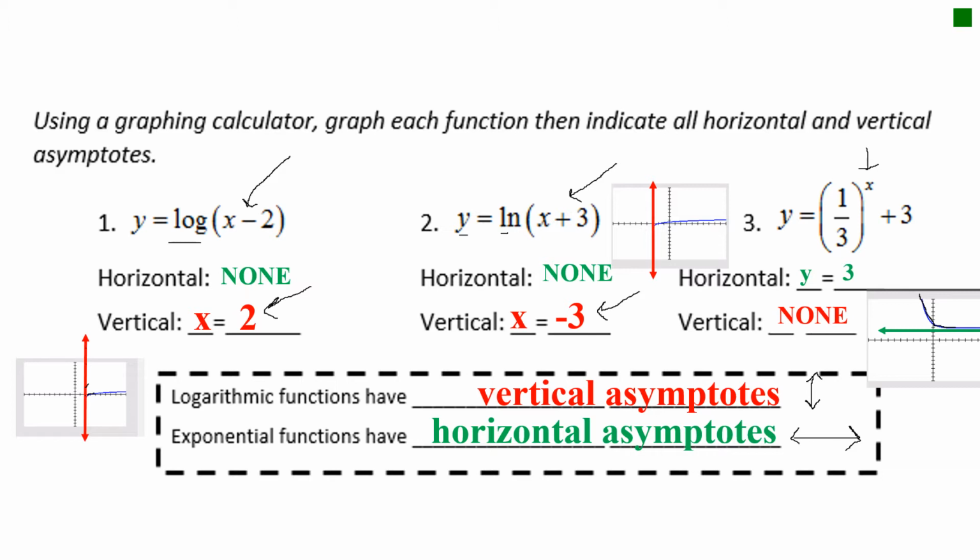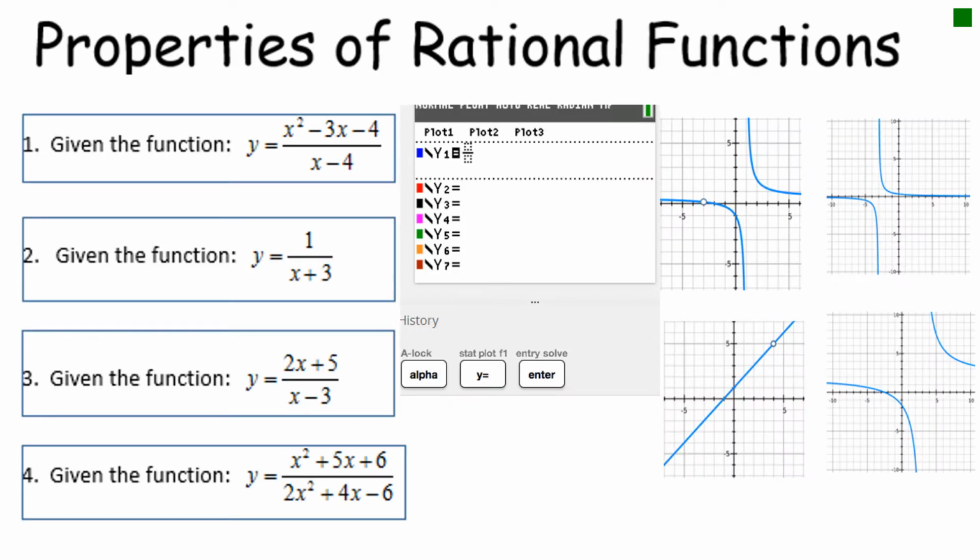This one is not in parentheses. Outside parentheses is going to give you your horizontal asymptote. So, in our lesson today, we're going to be studying rational functions, asymptotes, along with a lot of other properties. So I'm giving you these functions right here and these graphs, and what I want you to do is I want you to graph them on your calculator.